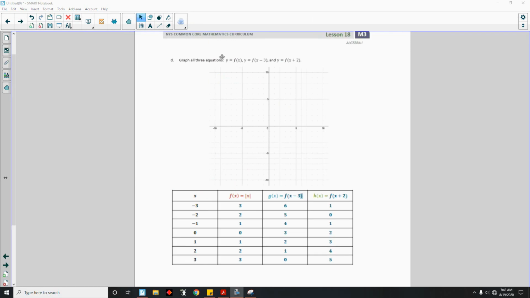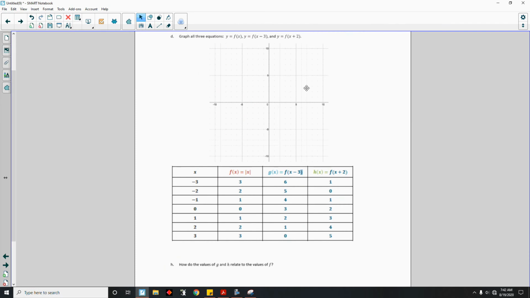Okay, page 2 brings us to part D. Graph all three of those equations. So I brought in a table with all those values, and we're going to graph f of x first, and I'll do that in red. F of x equals the absolute value of x, so we're just plotting these points like so. Negative 3, comma 3. Left 3, up 3, put a dot. Left 2, up 2. Left 1, up 1. 0, 0 is our origin. 1, 1, 2, 2, and 3, 3 go just like this.